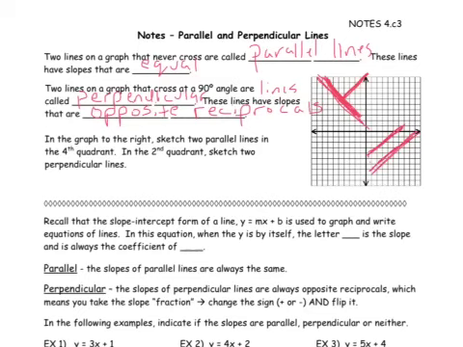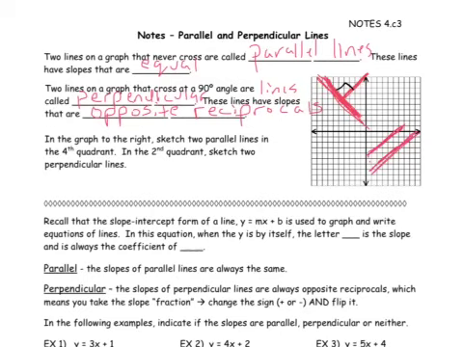Alright, so these are parallel down here. They're never going to touch each other. They have the same slope. And the perpendicular lines, they're going to form a 90-degree angle here. So it's two lines that cross and form a 90-degree angle.